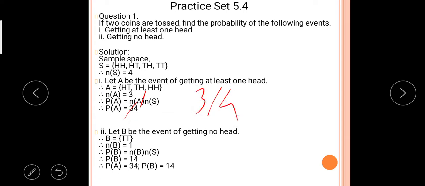Okay. Now let B be the event of getting no head. There is no head, means only TT is there. So the event having no head has the number of sample points 1, and therefore the probability is equal to N of B upon N of S. So P of A is equal to 3 by 4 and P of B is equal to 1 upon 4. Okay students.